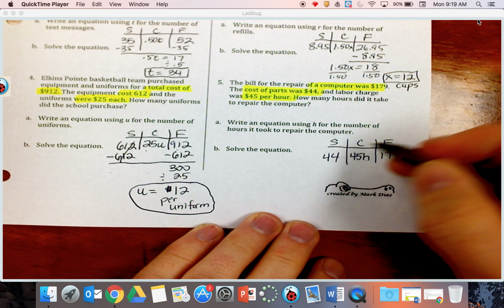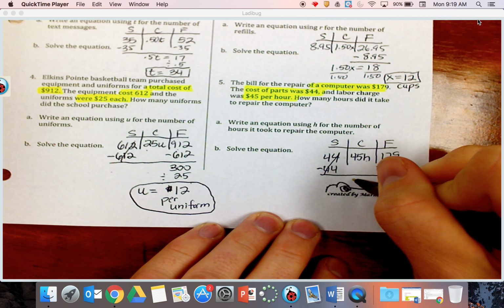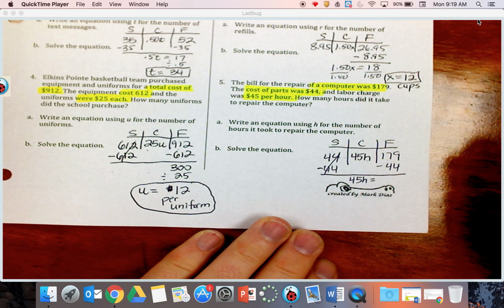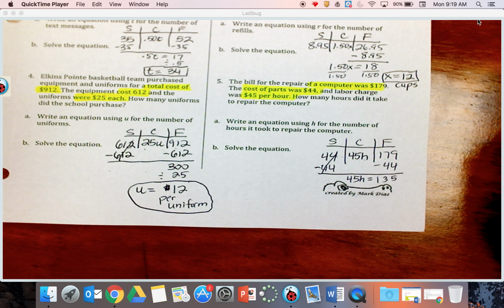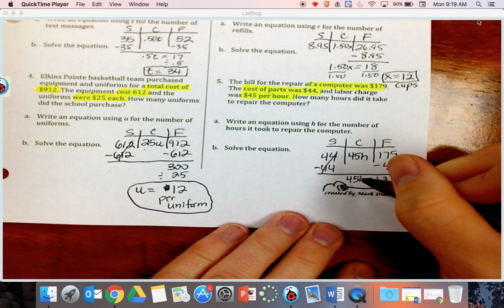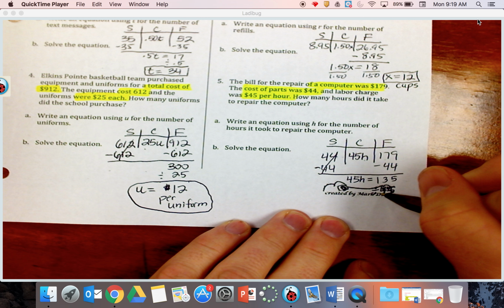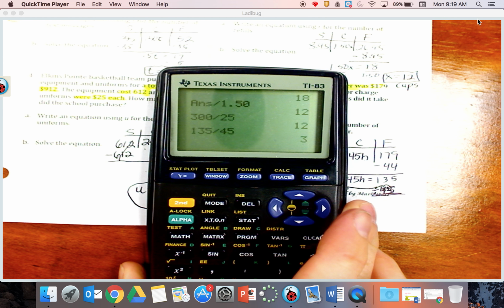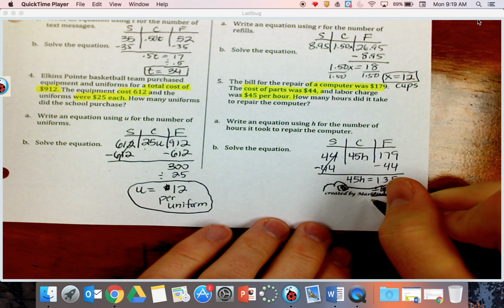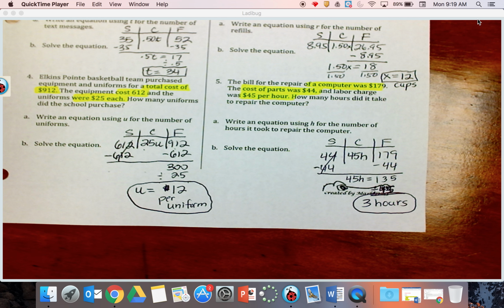So I just solve this problem. Subtract 44 on both sides, my first step. And what do I have left here? I've got, let's see here, 135. So my last step is to divide by 45 on both sides. 135 divided by 45 gives me 3. 3 what? 3 hours. And I solved my problem.